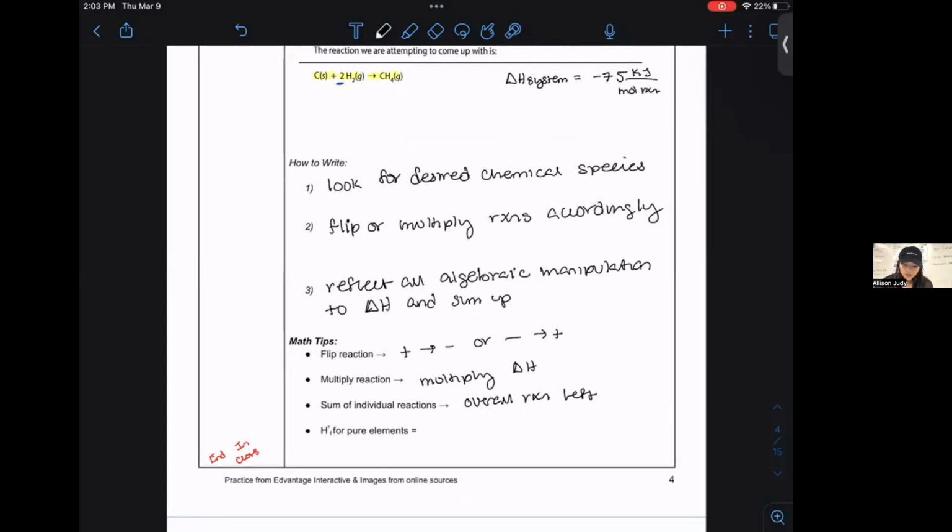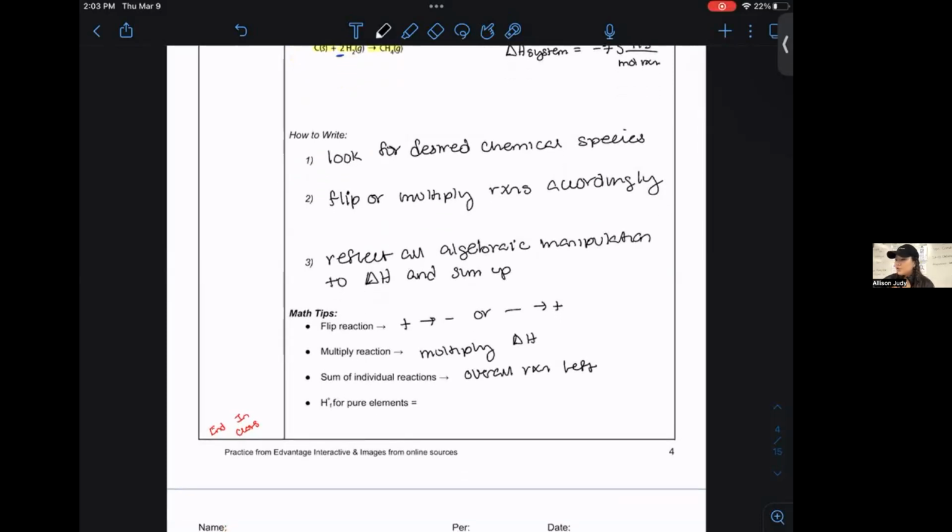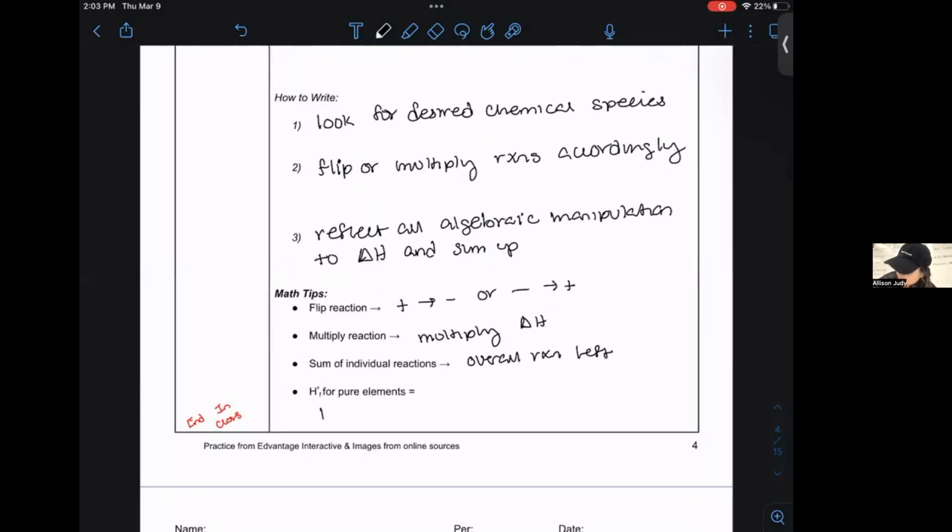And finally, a quick note, you need to memorize this: the H of formation for any pure element, like a diatomic or metal solid, is 0 kilojoules. It takes no energy to form it.